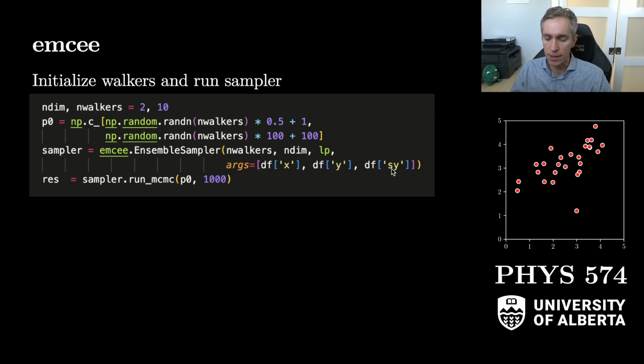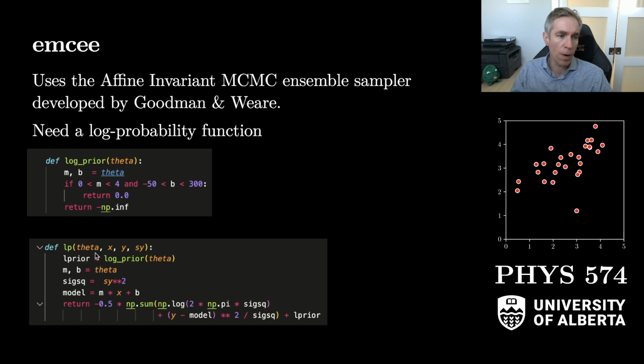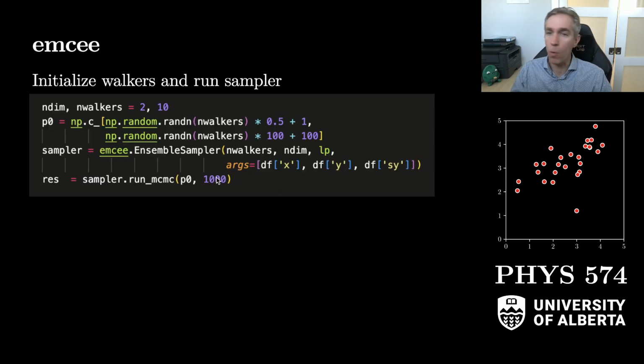So anything that comes in here will be passed to the log probability function as the second through nth arguments there. And if you have keywords, you can also pass a kwargs list that goes here, or a dictionary. A kwargs dictionary will go here.